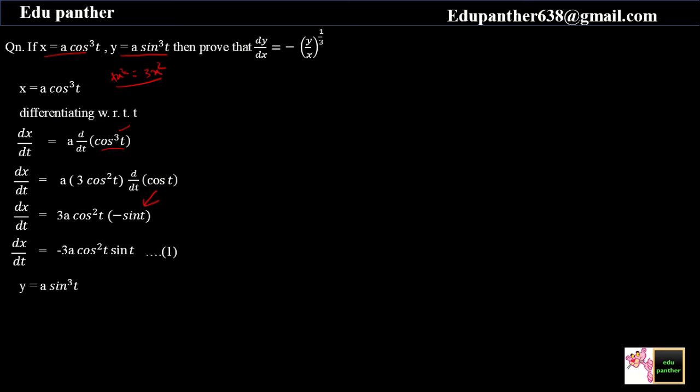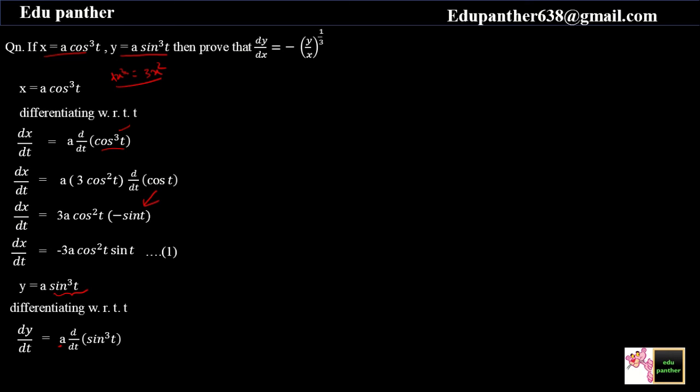Next we'll differentiate y with respect to t. So y is a times sin cube t. Again, directly start differentiating with respect to t. Again pause your video and try to write the value of dy by dt and comment your answer whether you got the correct answer or not. So dy by dt is a times the derivative of sin cube t. Notice here a is a constant, so we are keeping it outside and we are differentiating the variable term, which is sin cube t.